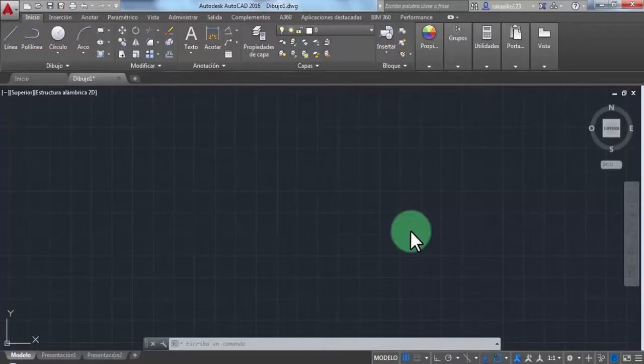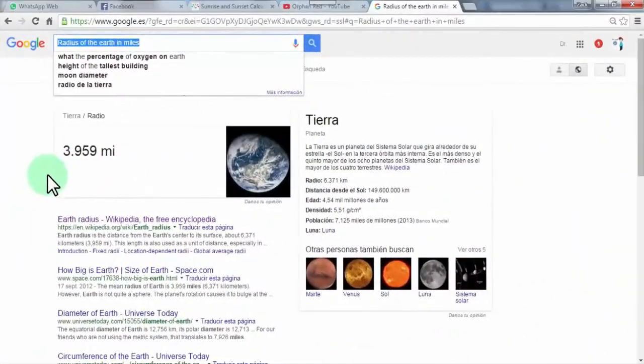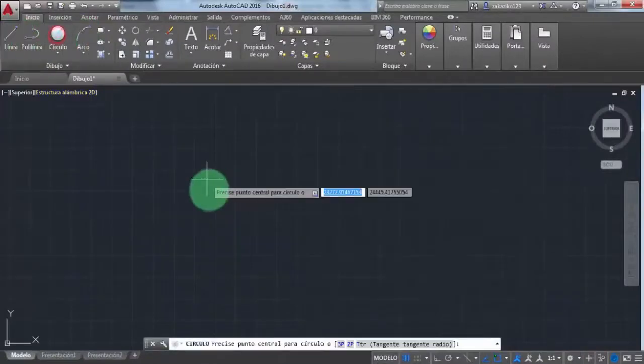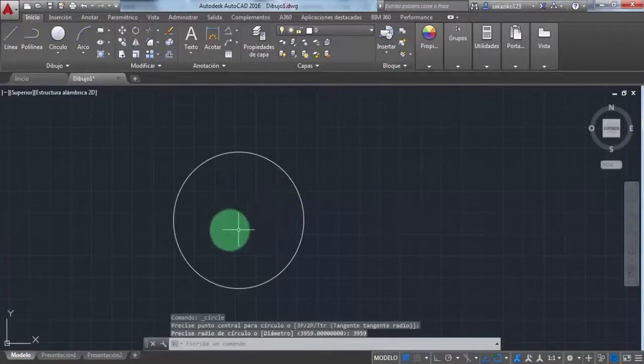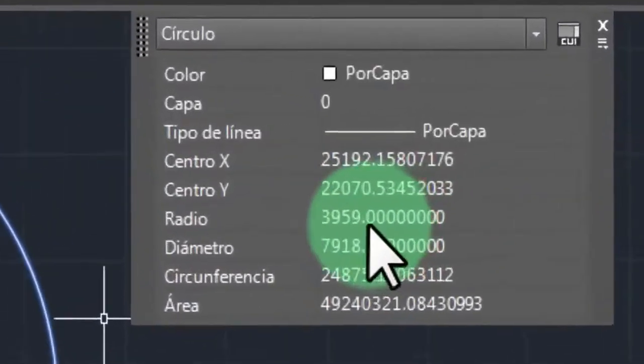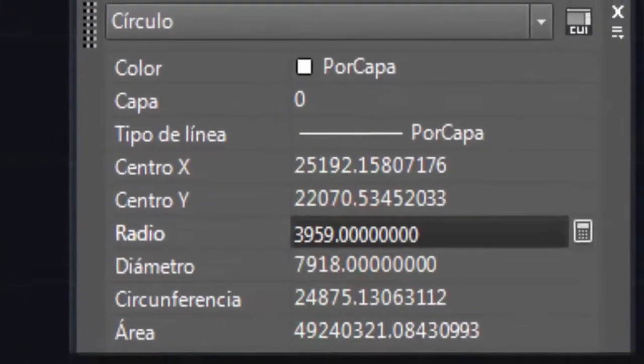In this video, I'm going to show you how to measure the distance to the Sun using Google Earth, the Time and Date website, and of course AutoCAD. The first thing we are going to do is make sure that the radius of the Earth is 3,959 miles. Now we go back to AutoCAD, and with this command we draw the circle with a radius of 3,959 miles. These are the dimensions of the circle that we are going to work with.